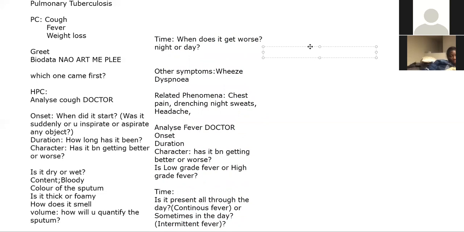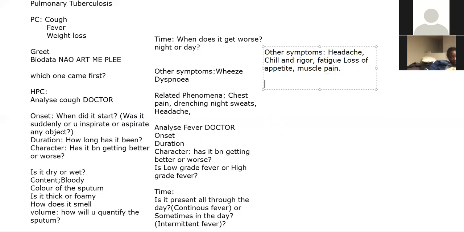So now let's talk about the other symptoms. What other symptoms could be present with fever? Headache, of course, is one of them. Chills and rigor. Fatigue, the person can become fatigued. Body aches. Loss of appetite. Weakness, muscle pain. Right, so that's enough, apparently. You also want to ask about the related phenomena.